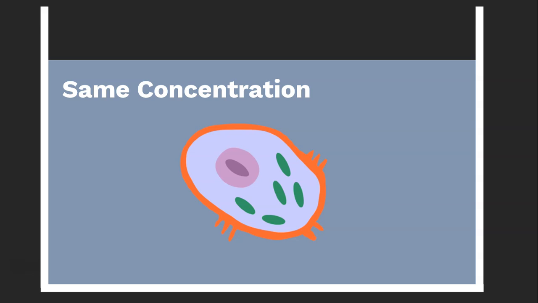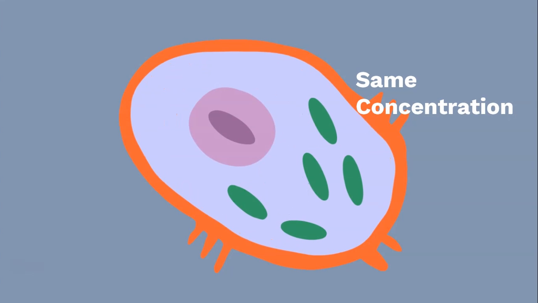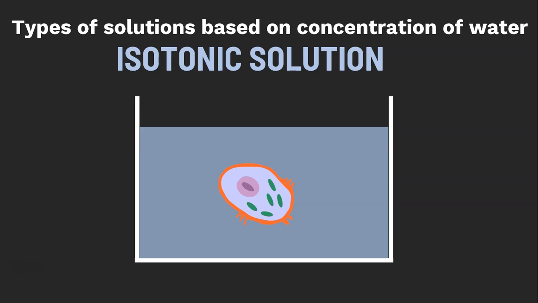So the third type of solution is an isotonic solution. If the solution has the same concentration as the cell, then it is an isotonic solution. The water does not move, it doesn't move anywhere, it just stays, and the cell stays the same shape because it has the same levels of concentration, so osmosis does not take place.